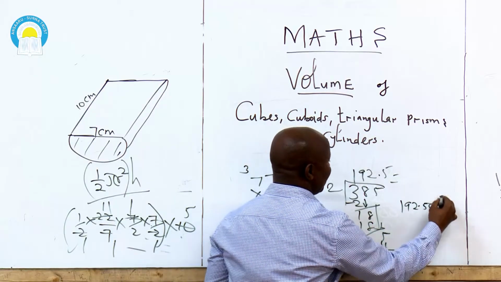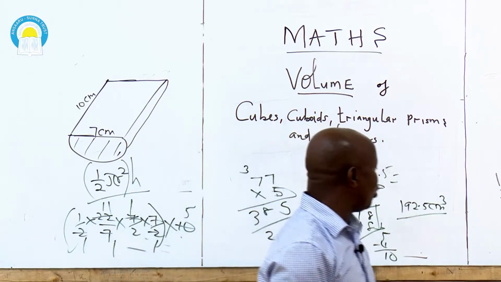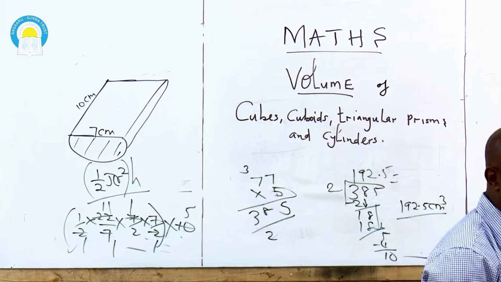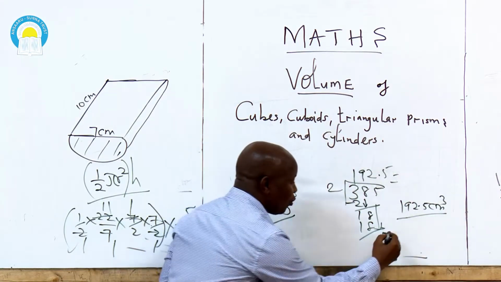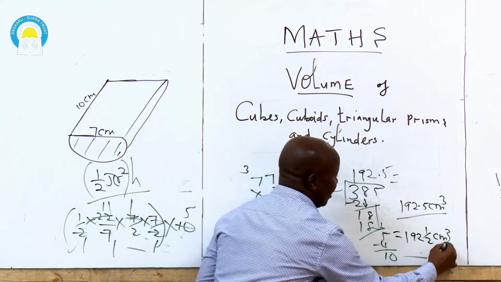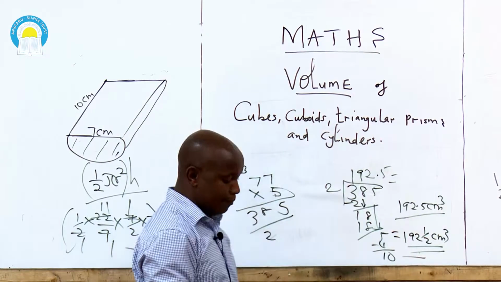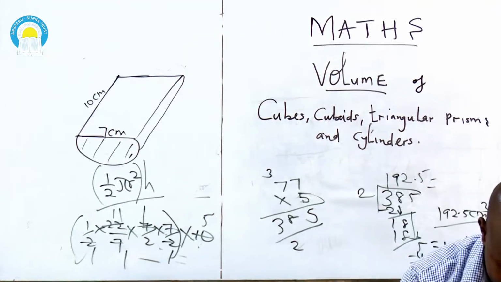192.5 cubic centimeters. Another way in the exam, if you don't meet 192.5, I have said many times, 0.5 is the same as half. So look at the choice where we have 192 and a half cubic centimeters. All of them mean the same.